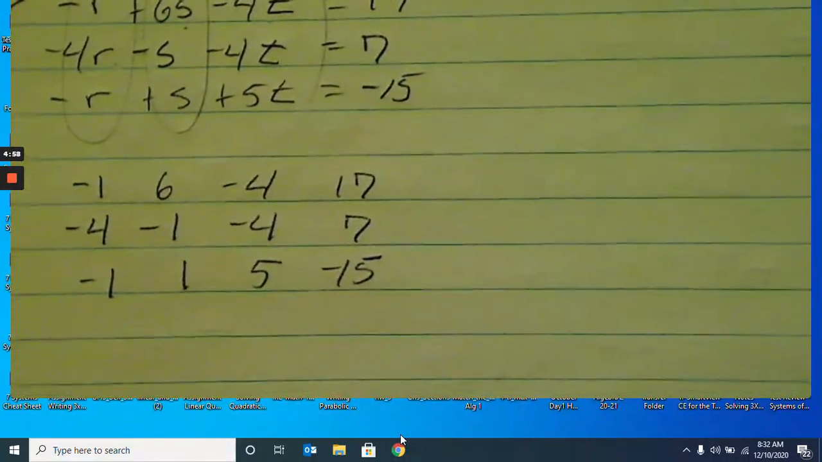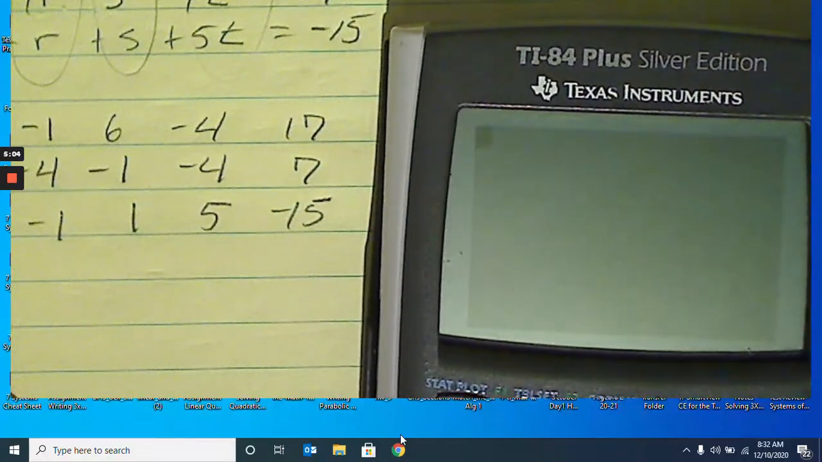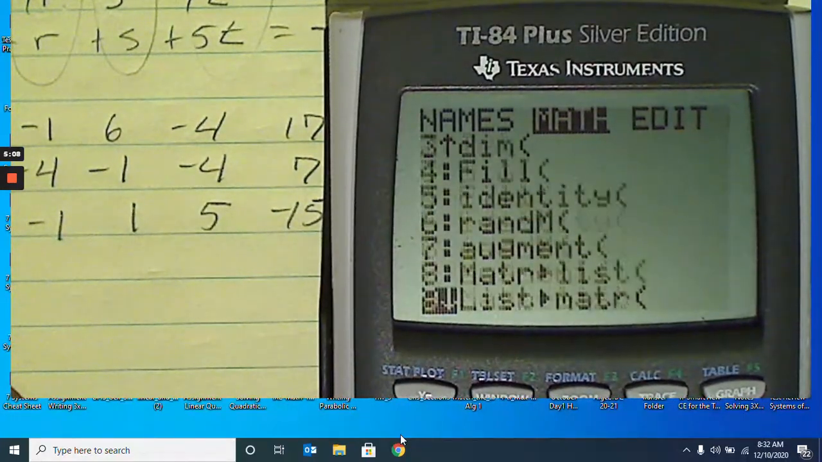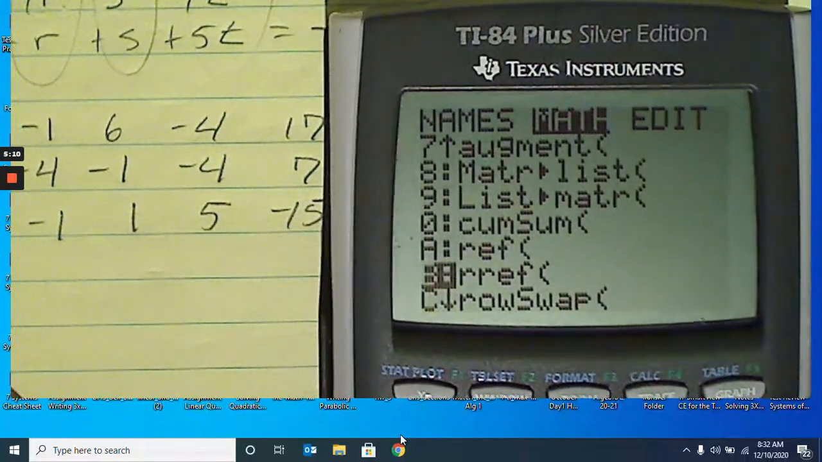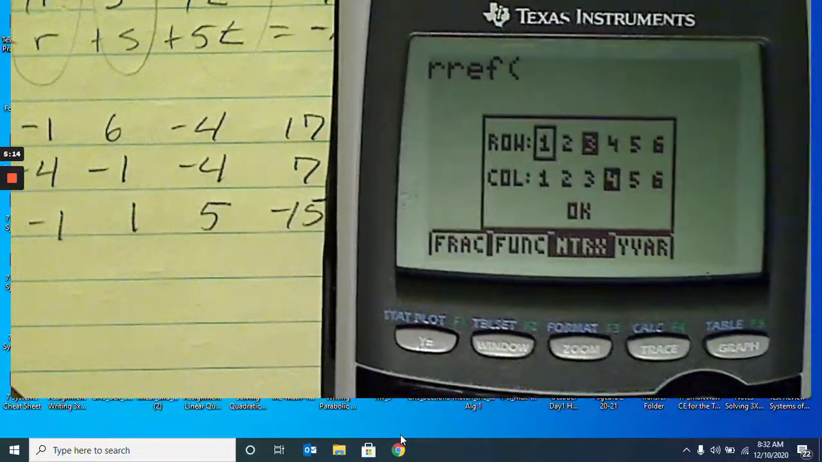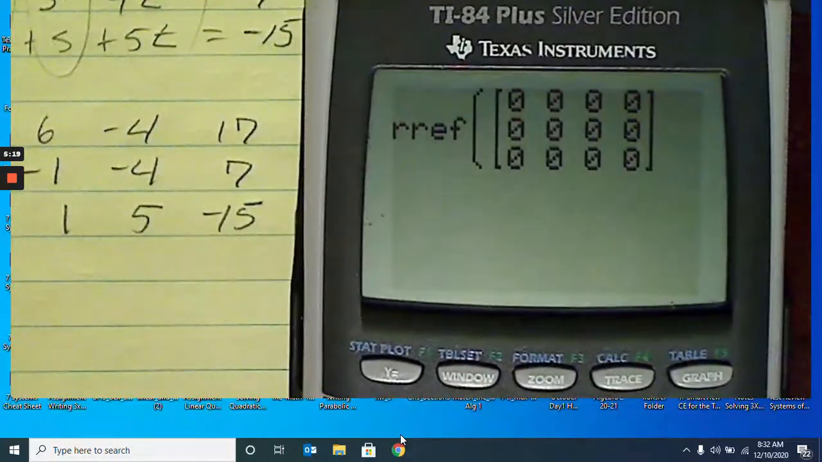Okay? So that's what I would actually plug into the calculator. So if I do second matrix math, and I go down to where it says RREF, alpha zoom, make sure it's a 3x4. So now I plug these numbers in exactly the way they are.